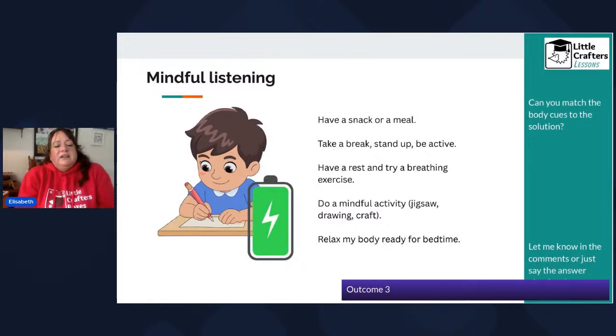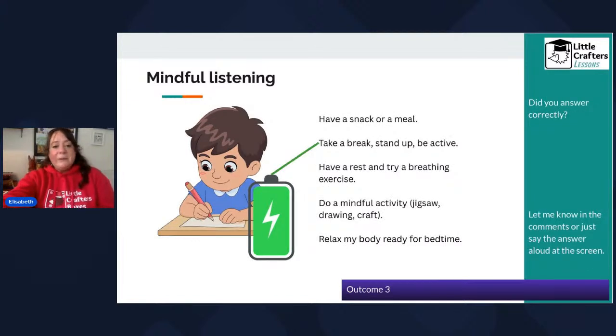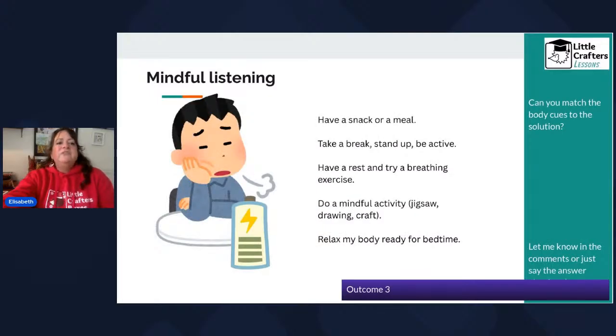Okay, I finished some work and I'm feeling very energized actually. I have a lot of energy. What should I do? Should I have a snack or meal? Shall I take a break, stand up and be active? Should I have a rest and try a breathing exercise? Should I do some mindful activities? Or should I relax my body for bedtime? I'm charged up, I'm energized, and I'm happy because I finished some work. What would you do? Hopefully you'd take a break, stand up and go be active. Go do something outside, go for a walk, play with your pets, anything that's active and uses some of that energy up.